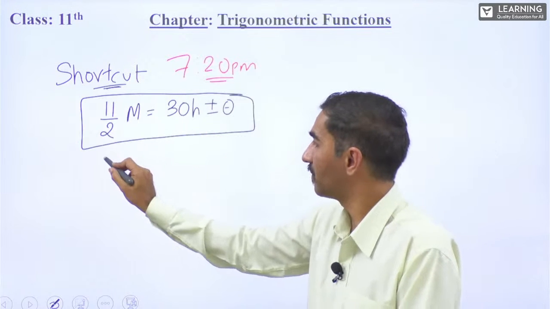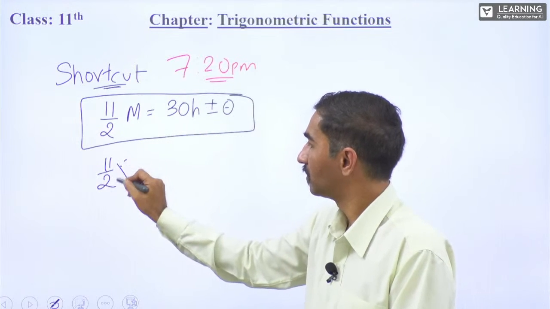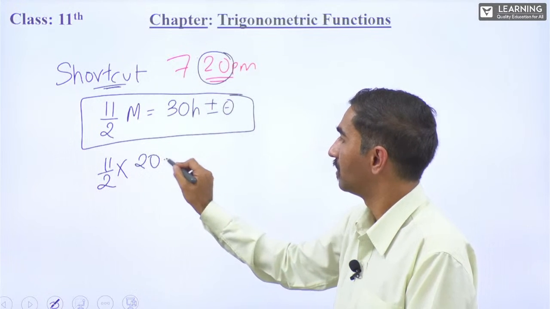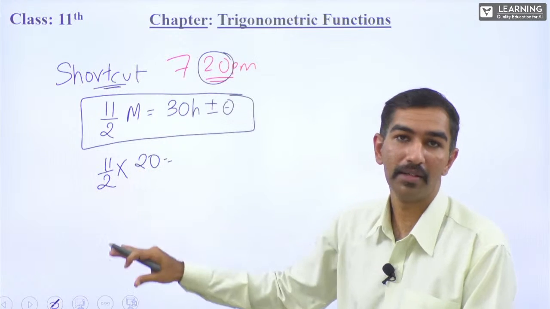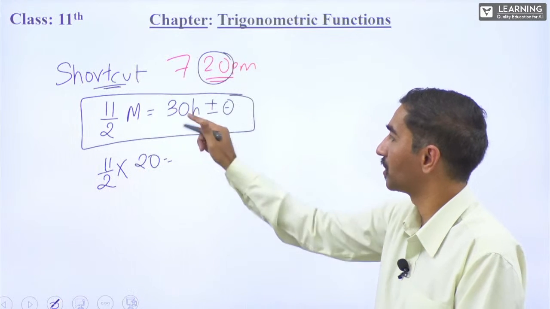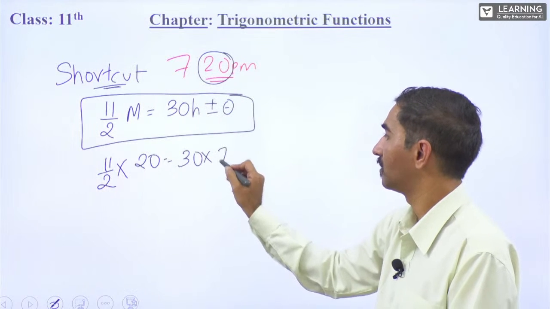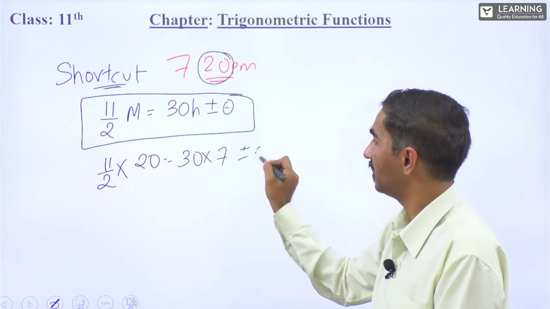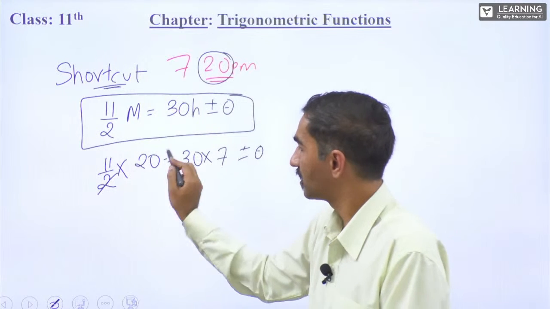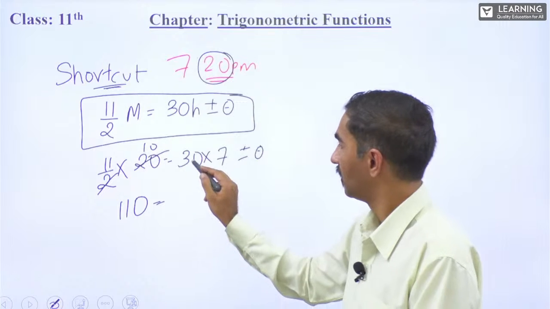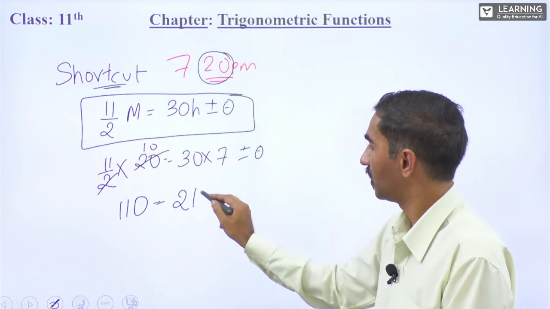So what you have to do here is 11 by 2 into, what is this m students? Minutes. How much is that? 20. Just directly substitute. No need of conversion, no nothing students. Direct substitution. 30 as it is into, what is h? 7. Plus or minus theta, we will write it as it is. So 11 into 10 is 110. 30 into 7 is 210.